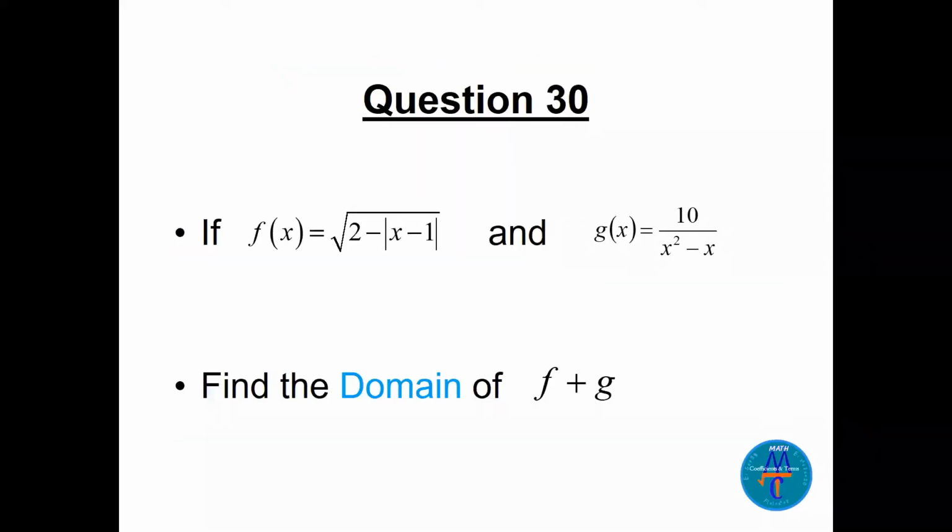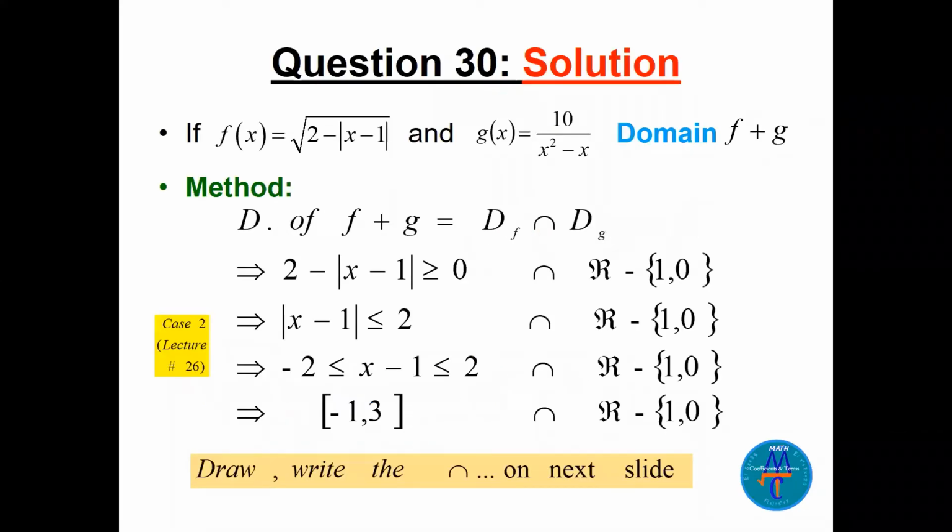Now question number 30. Given two functions, f of x equals square root of 2 minus absolute value of x minus 1, g of x equals 10 over x squared minus x, find the domain of f plus g. To find the domain of f plus g, we have to find the domain of f intersection the domain of g. So if you look at f separately, we take the radicand, 2 minus absolute value of x minus 1 greater than or equal to 0.